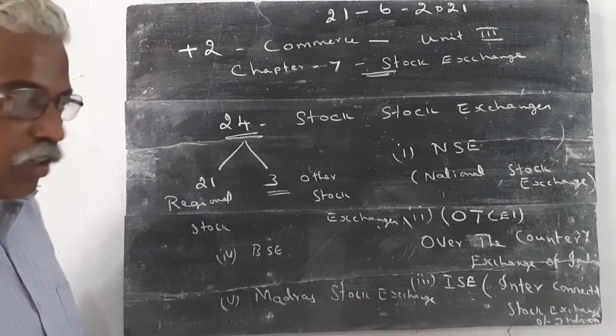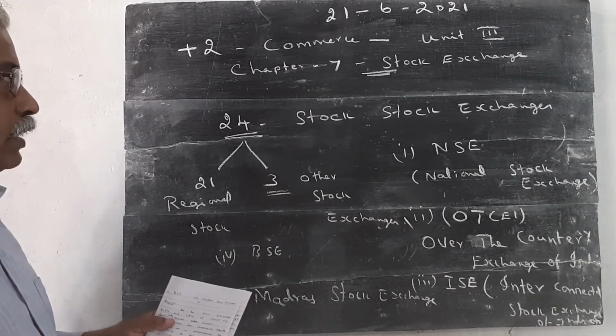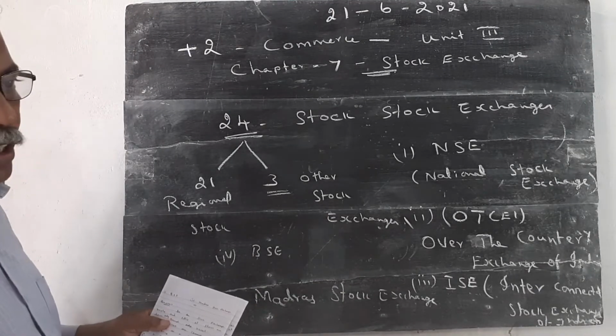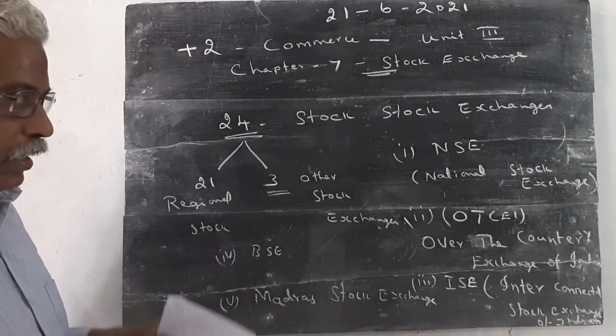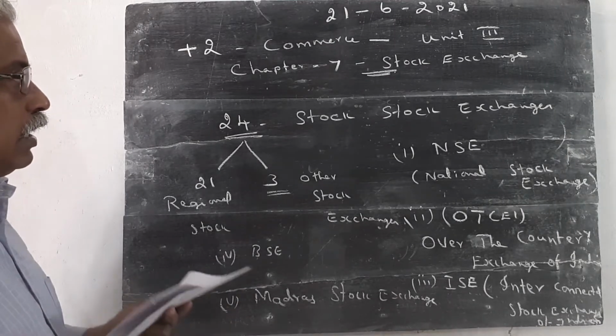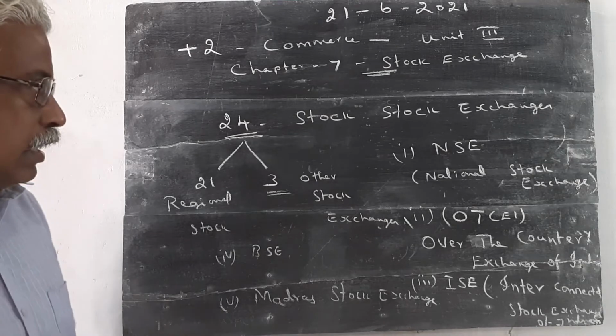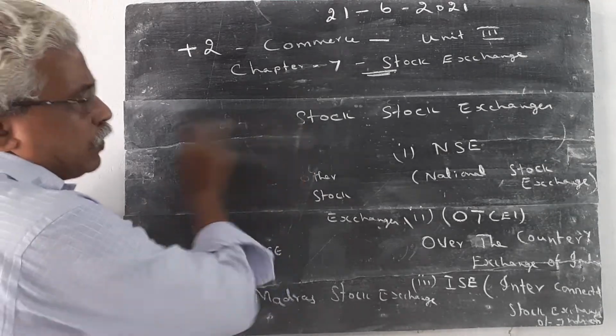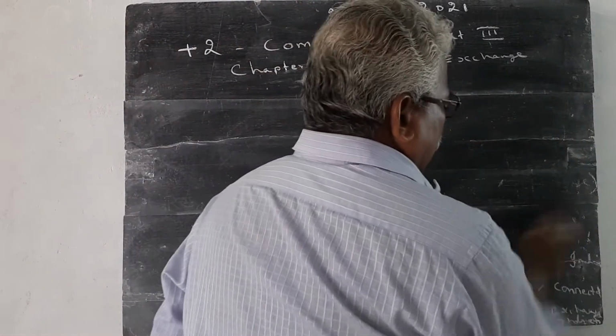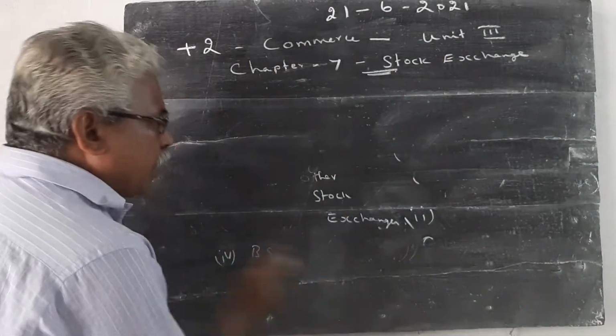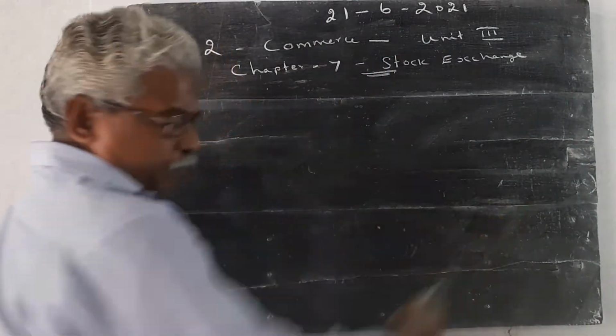Then the oldest stock exchange is Amsterdam Stock Exchange. Then the popular stock exchange is London Stock Exchange. The oldest stock exchange in India is Bombay Stock Exchange. These are the points we studied. I want to explain only two more questions now. Then, what is the meaning? Who is a broker?